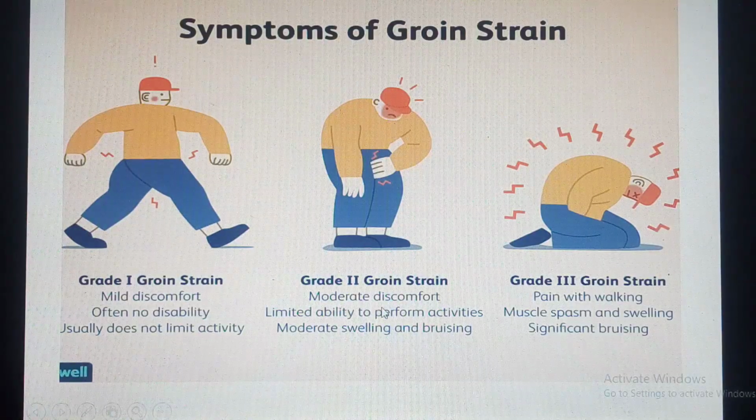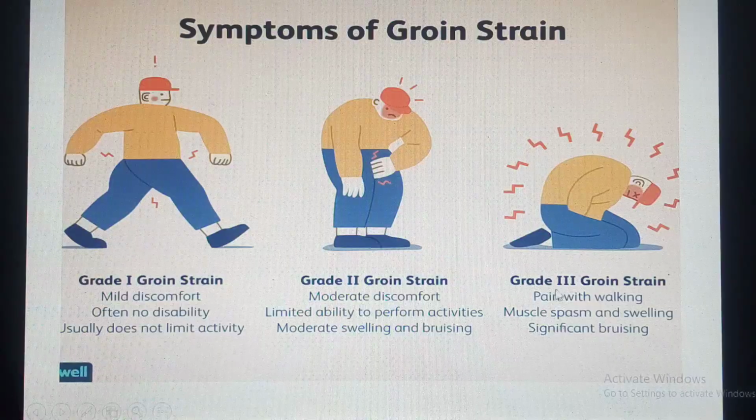With grade 2 groin strain, the severity keeps on increasing. There's limited ability to perform some activities, with moderate swelling and bruising as well. Then for grade 3, of course, this one is quite painful, so it's at the extreme end, which will lead to muscle spasm and swelling. And of course, there will be significant bruising around the area. So one experiences severe pain while walking.